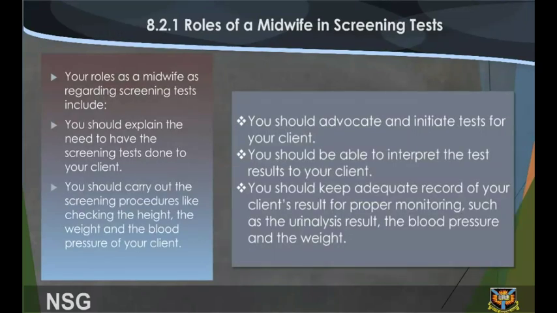Roles of a midwife in screening tests. Your roles as a midwife regarding screening tests include: you should explain the need to have the screening test done to your client. You should carry out the screening procedures like checking the height, the weight, and the blood pressure of your client. You should advocate and initiate tests for your client. You should be able to interpret the test results to your client. You should keep adequate record of your client's results for proper monitoring, such as the urinalysis result, the blood pressure, and the weight.